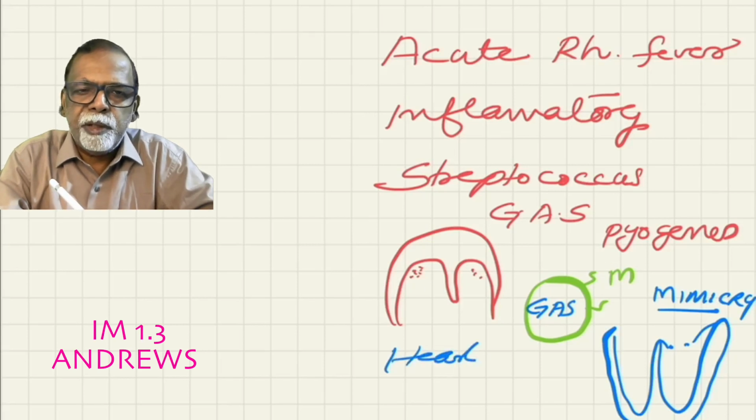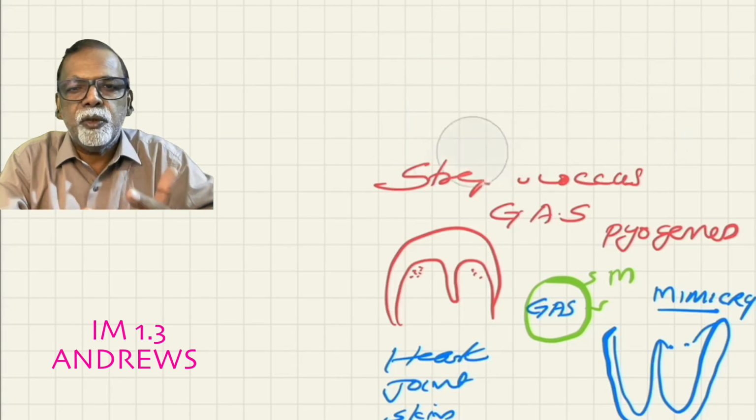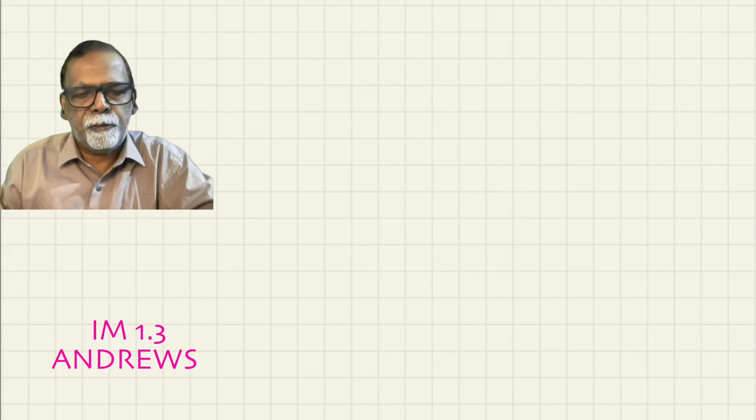What do you mean by molecular mimicry? The antigens on the streptococci resemble the human proteins and trigger an autoimmune response, and this will be targeting various tissues, especially the heart, joints, brain and skin. So these are the structures usually affected.